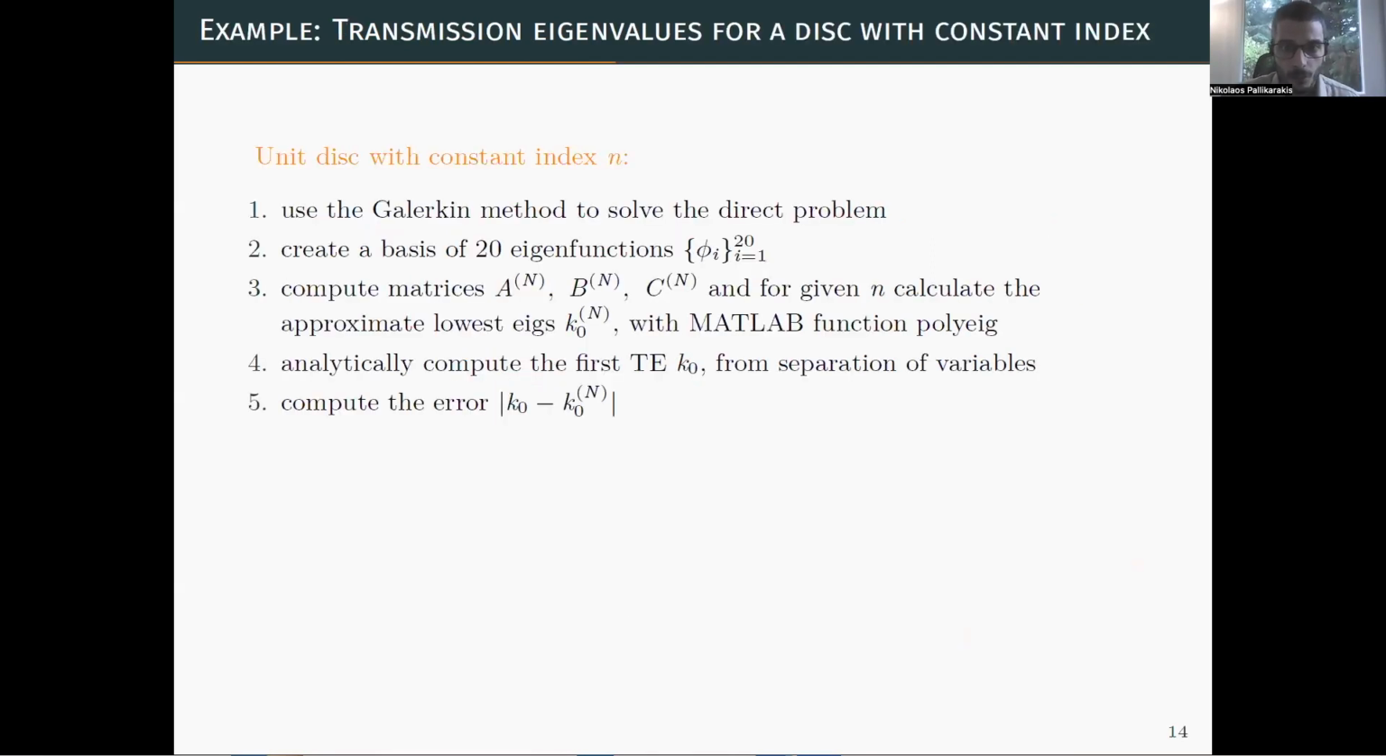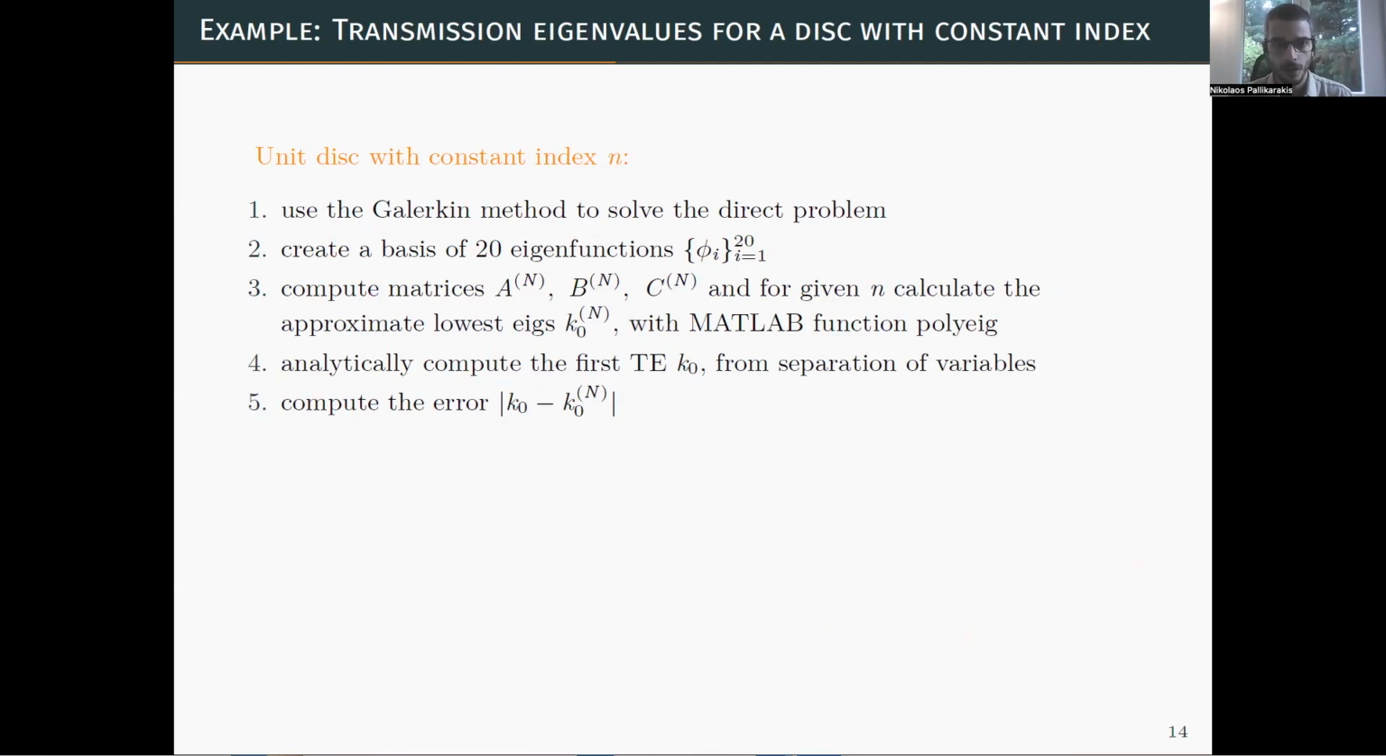So a quick example on this, we assume our domain is a disk in R2, and we also have a constant index. We solve the direct problem as follows. We use the Galerkin method as described. We make a basis of 28 functions.